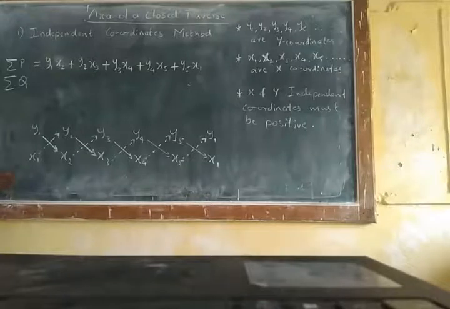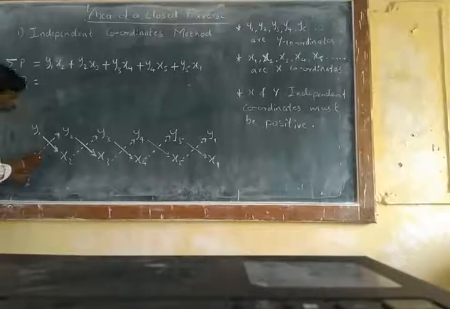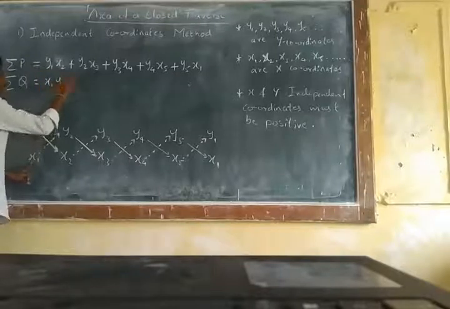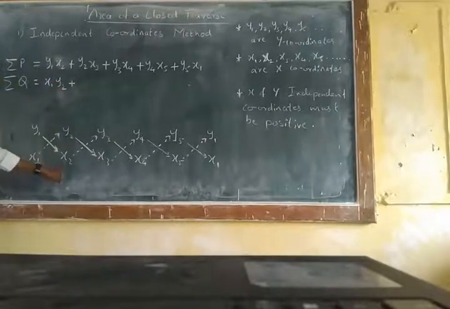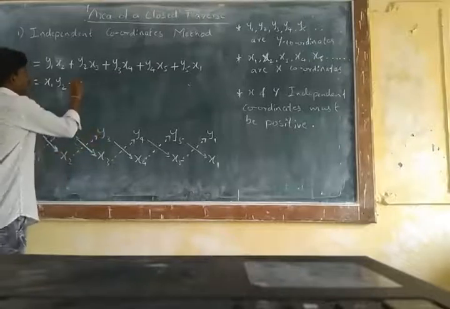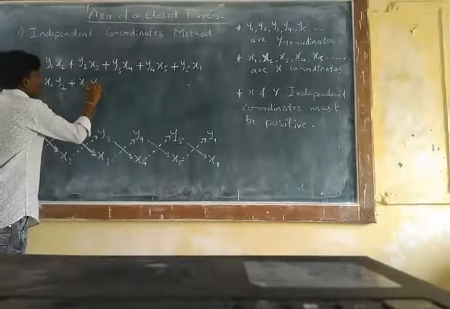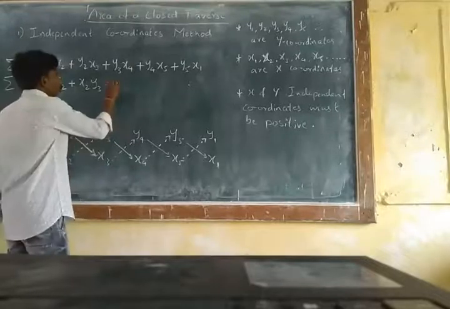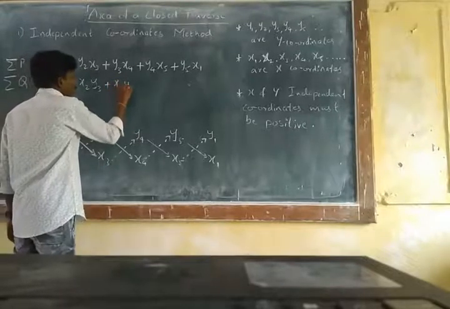So now let's start with the x1 here. So summation of q is equal to x1, and the dotted arrow is going towards y2. So x1 into y2. x1 multiplied by y2 plus, now x2 is going towards y3. So x2 y3 plus, and x3 is going towards y4. So x3 y4.